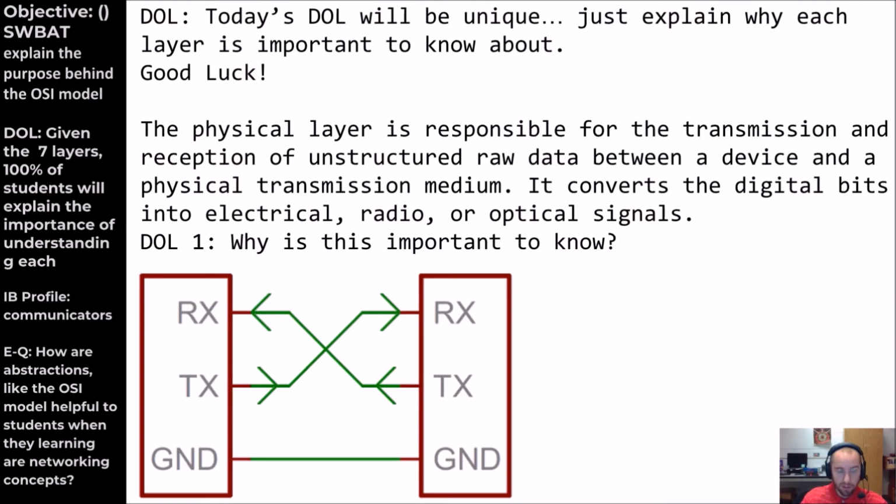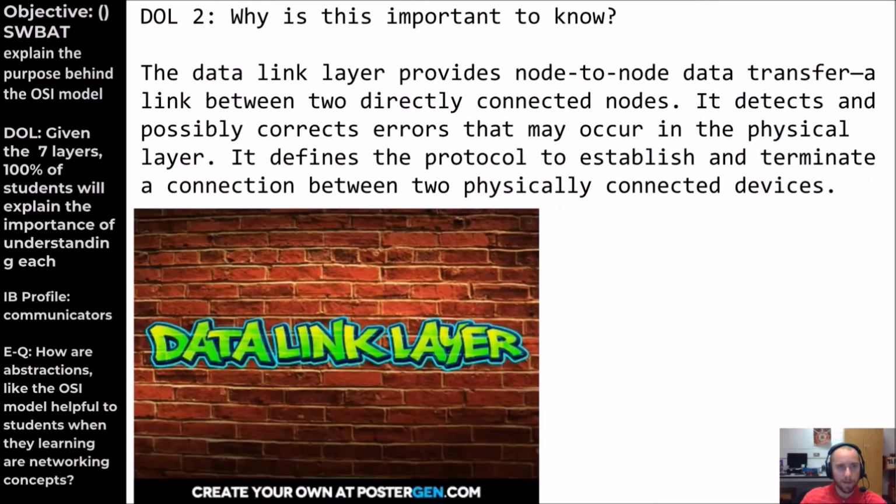So DOL question number 1, no surprise you'll have 7 of these since there are 7 layers in the OSI model. Question number 1, why is this layer an important layer to know about? DOL part 2, why is this one important to know about? It's called the Datalink Layer.